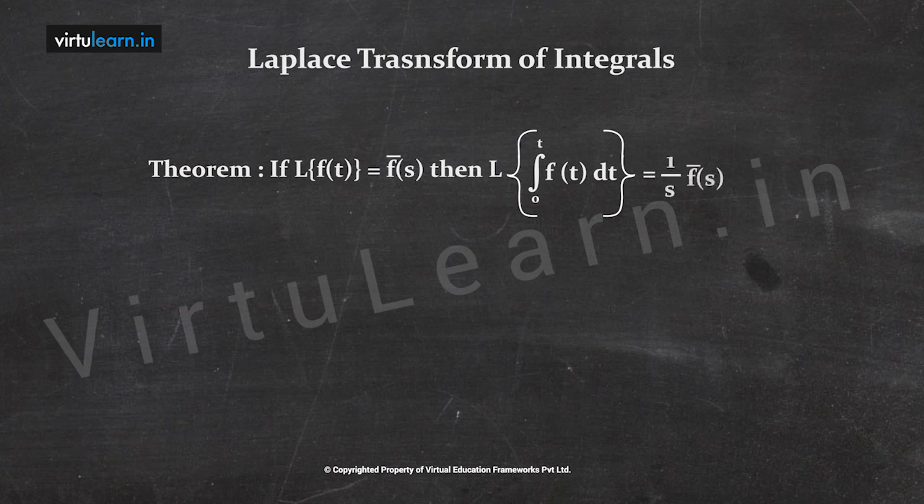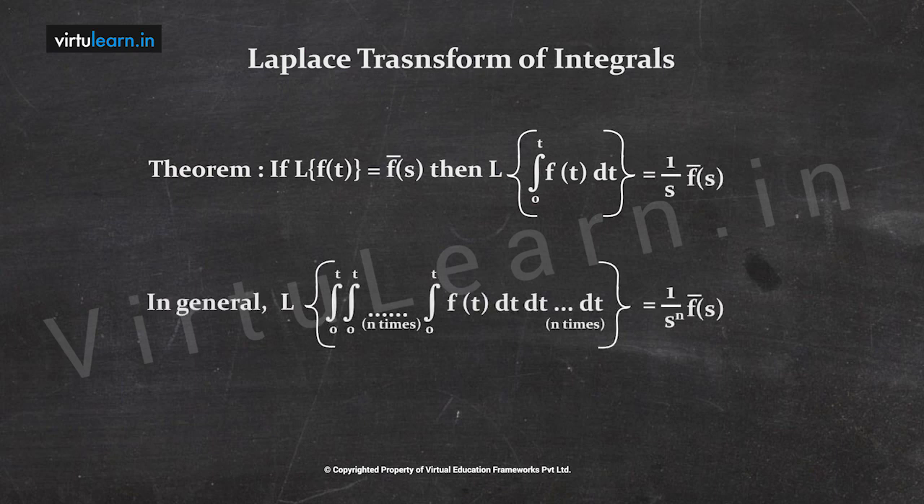1 by s f bar of s. This is the formula. When should I apply this concept? The limits of the Laplace transform should be 0 to t, with the function in terms of t, and then the answer is 1 by s into f bar of s. Nothing else is there. You just calculate the Laplace transform of f of t, then divide by s, if it is in terms of integration.